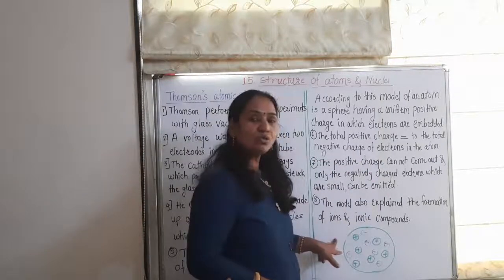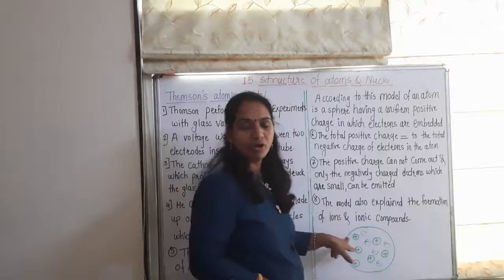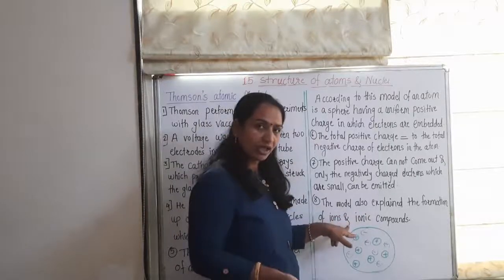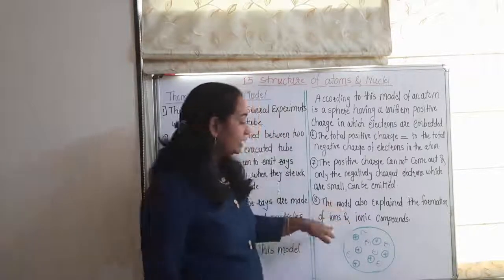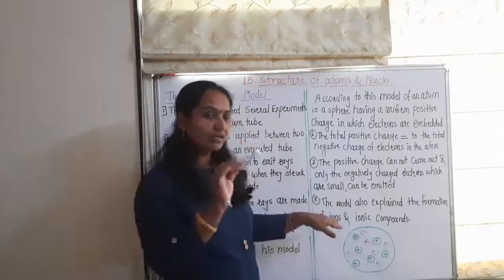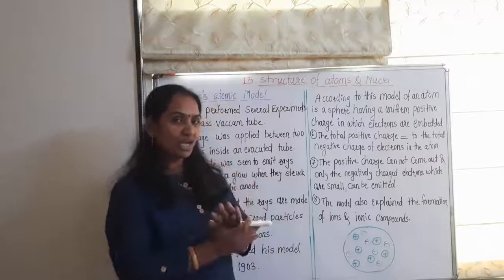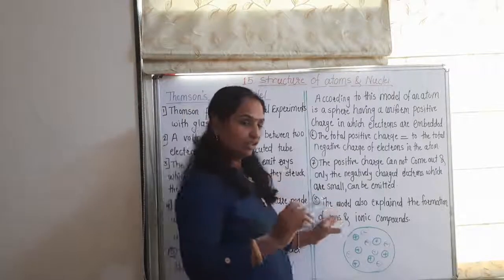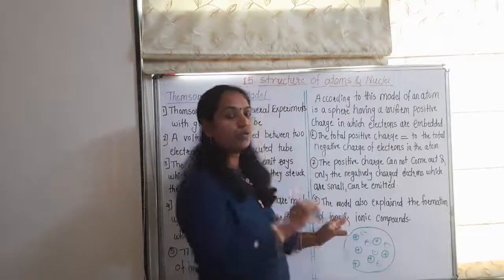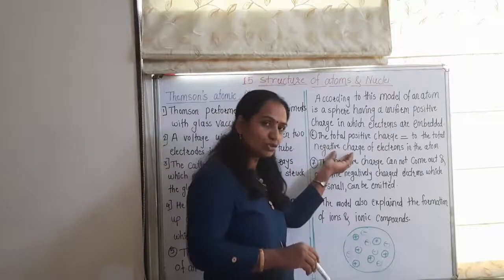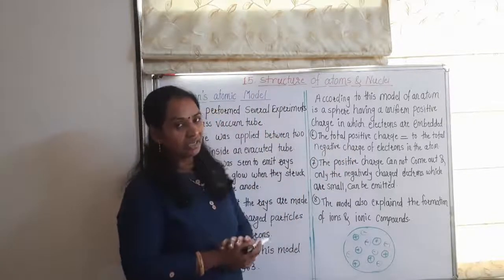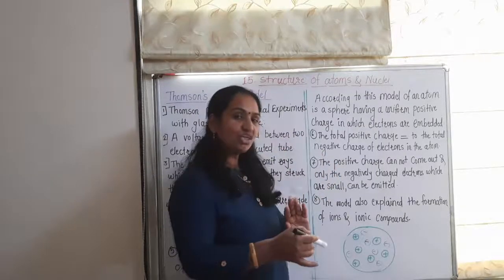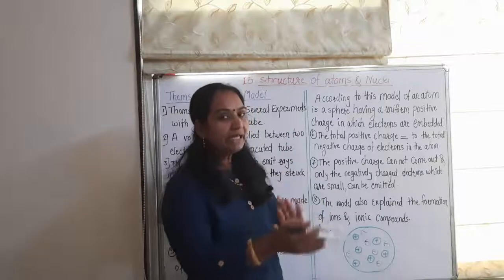This atomic model is like a plum pudding model or a watermelon. In a watermelon, the red part consists of positive charge and the seeds represent negative charge, spread around the positive charge. The total positive charge equals the total negative charge, but positive charge cannot come out, while the very small negative charges can be emitted.